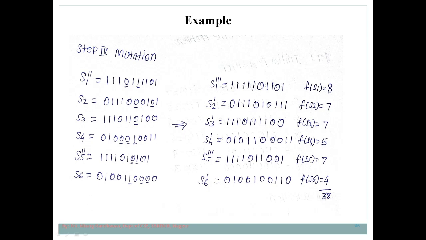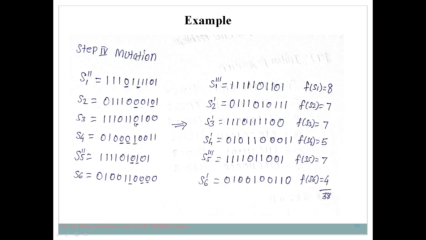Here you can see, this 0 is replaced by 1, and this 1 is replaced by 0 over here. Similarly in S2 dash, I have selected these 2. So here instead of 0 I have 1, instead of 0 I have 1. So for these 2 bits I have selected, I replaced them by 1.